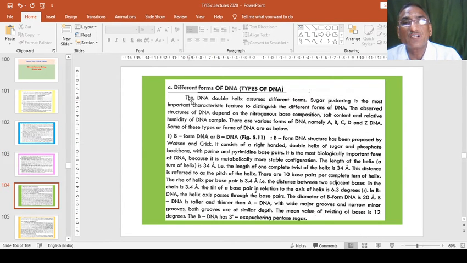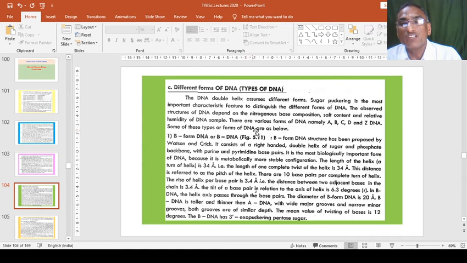See different forms of DNA. We can see the types of DNA. The DNA double helix assumes different forms. Sugar puckering is the most important characteristic feature to distinguish the different forms of DNA. The observed structures of DNA depend on the nitrogenous base composition, salt content, and relative humidity of the DNA sample.